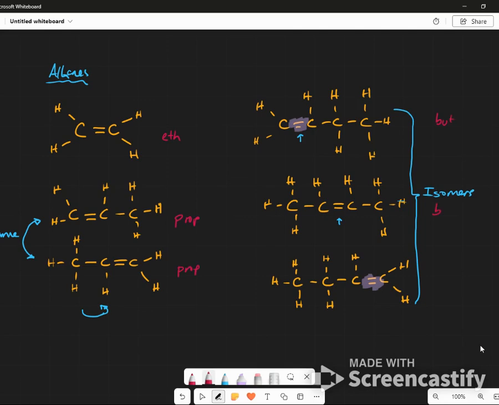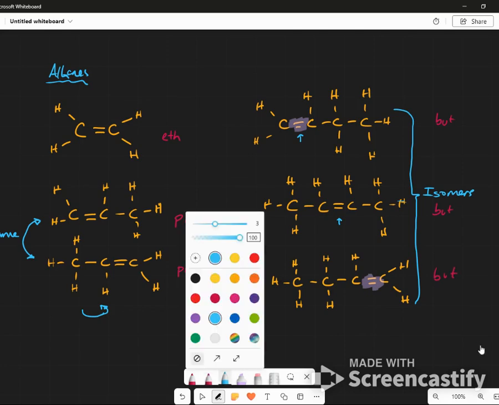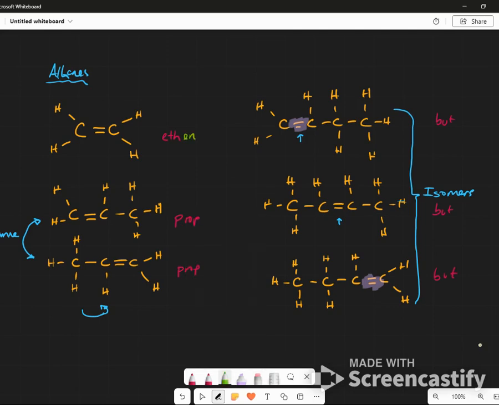This one's going to be but-, and this one's going to be but-, even though 1 and 3 are the same. Okay, now they're alkenes. So that means we've got to give them a different suffix now, -ene. Why are they alkenes? Because they've got a double bond. Propene. Propene. Now this top one is called butene. Believe it or not, the middle one is called butene. And the bottom one is called butene.